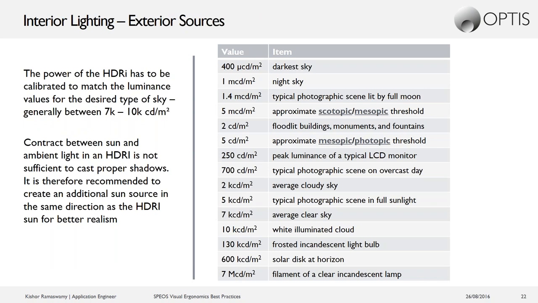For exterior sources, the luminance level of these sources is important to take into account, especially when using HDRI sources. These are environment sources that take a high quality image and essentially put your geometry inside of this image. So this is a good sort of scale for different environments, from very dark sky all the way to very bright sky.